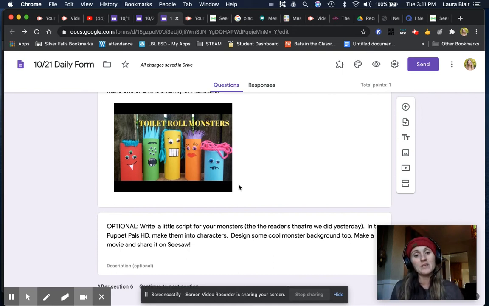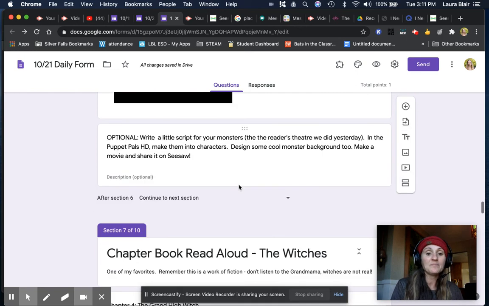And then I thought it would be cute if you have some extra time, open up the Puppet Pals HD app and then take a picture of all of your little monsters that you created. And then you can make a little movie of, I don't know, a monster story. Okay, so if you do that, make sure to post it on Seesaw because we want to see it.